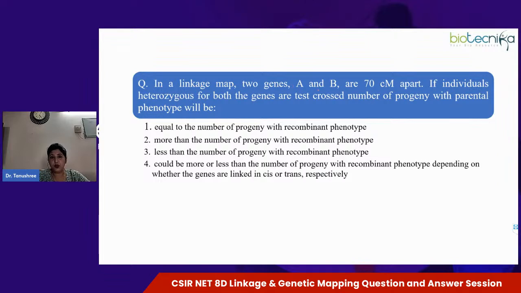For this, you need to know what is a linkage map, what 70 centimorgan represents here, and what happens in case of linkage. How do you calculate recombination frequency? All these points you have to recall here. Okay, Sunshine, you are saying option 4.